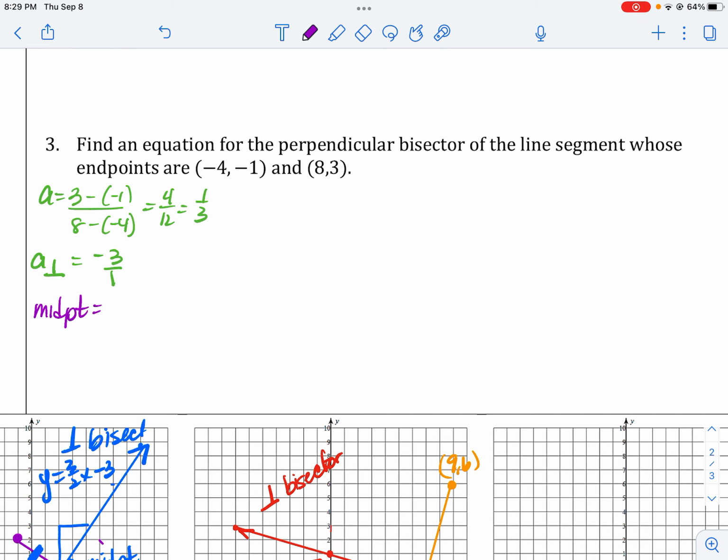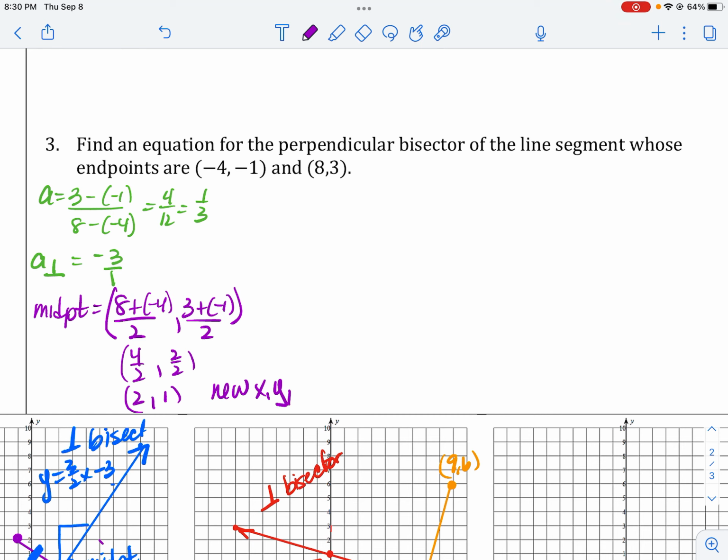And that is 8 plus negative 4 over 2, and 3 plus negative 1 over 2. That's 4 over 2 and 2 over 2. That's 2 and 1. This is the new x1, y1. So I need that and that.